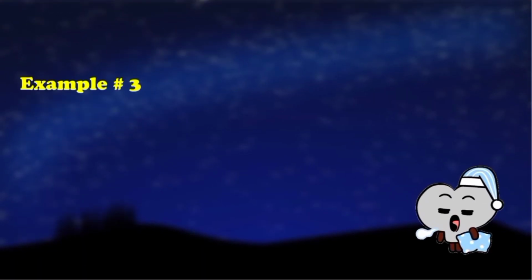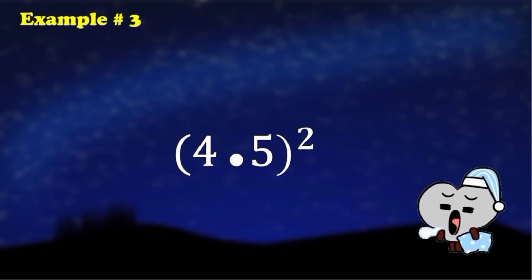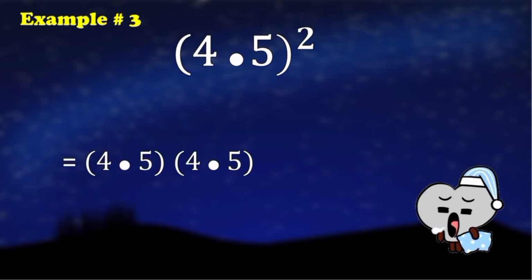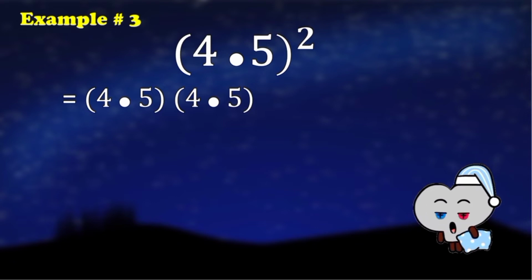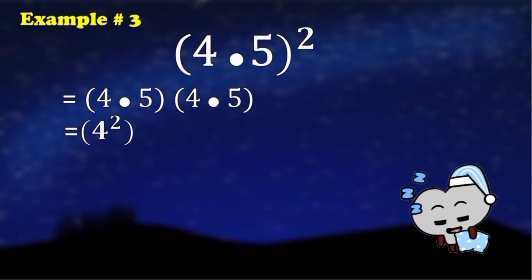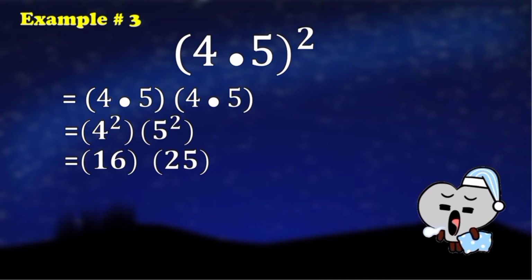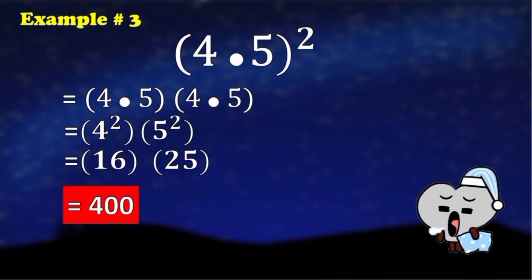Now let's have example number 3. 4 times 5 raised to the 2nd power. First, we have 4 times 5 and 4 times 5. Or we have 4 squared and 5 squared. To simplify our answer, we have 16 and 25. Multiply these factors, we have 400.